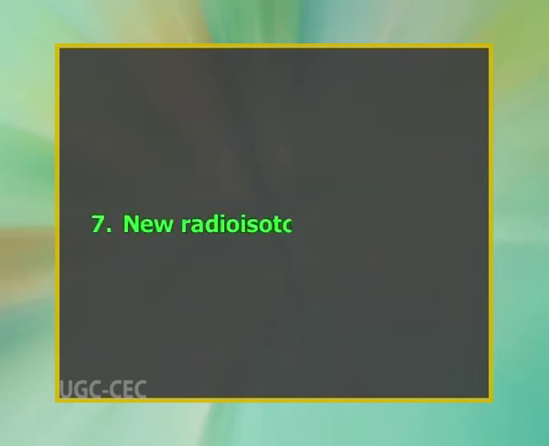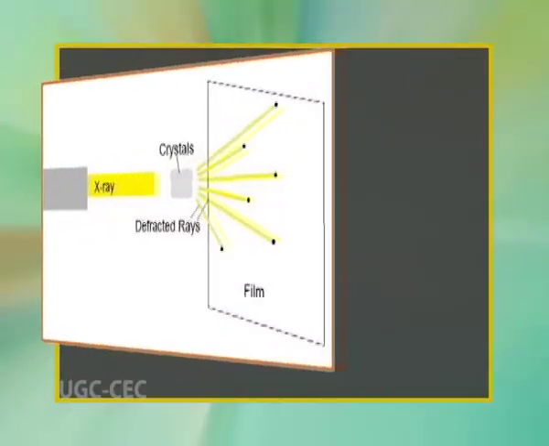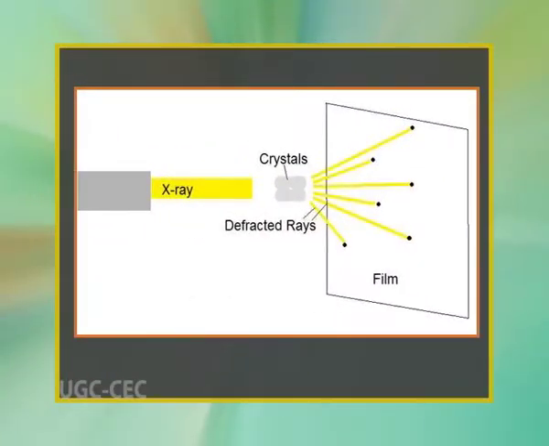Number 7. New radioisotope techniques. The radiochromatographic method is widely used in investigating the chemistry of living things. When radioisotopes are used in the nutrient for a plant or fat for an animal, the locations of the compounds containing the radioisotope are recorded by exposing X-ray film on the filter paper.